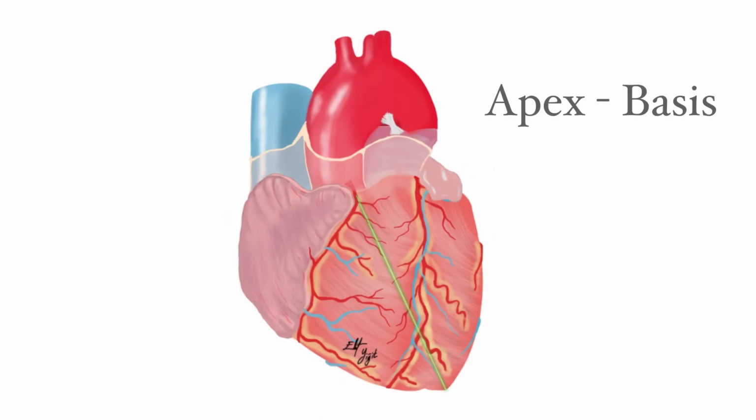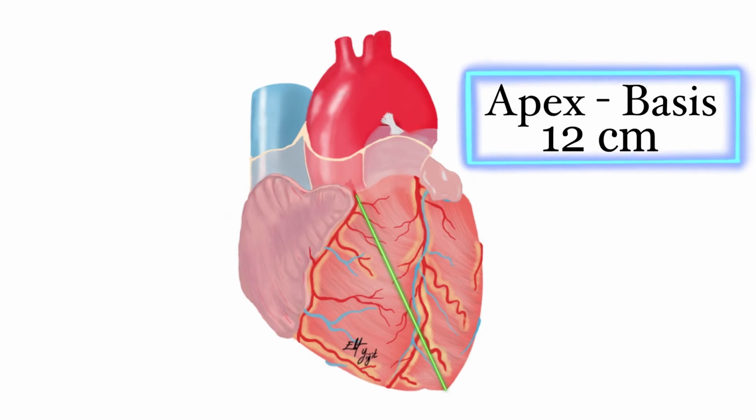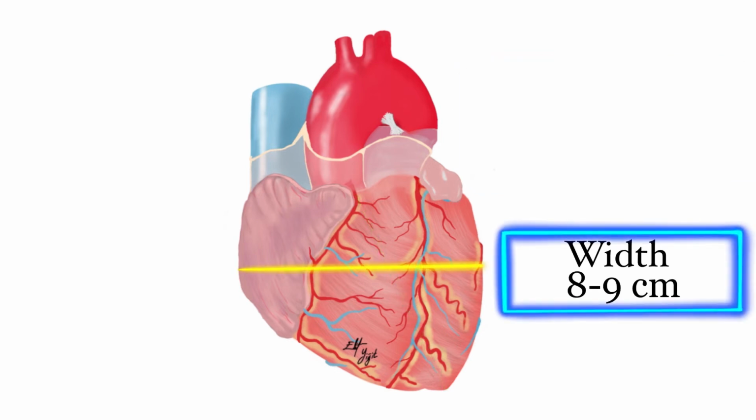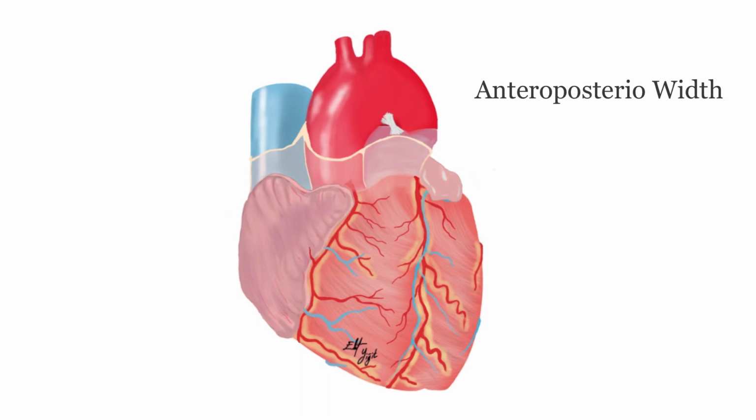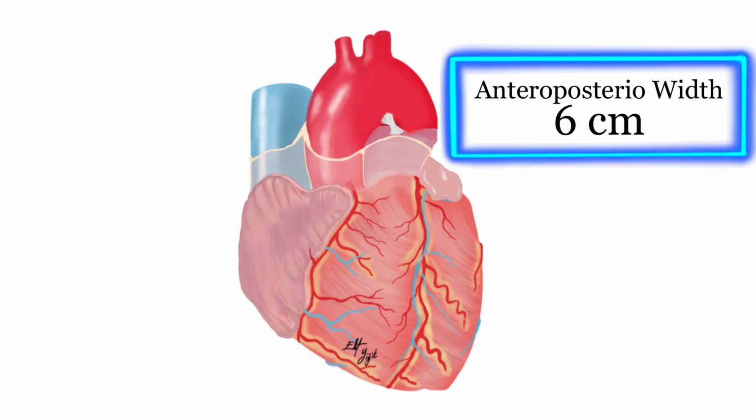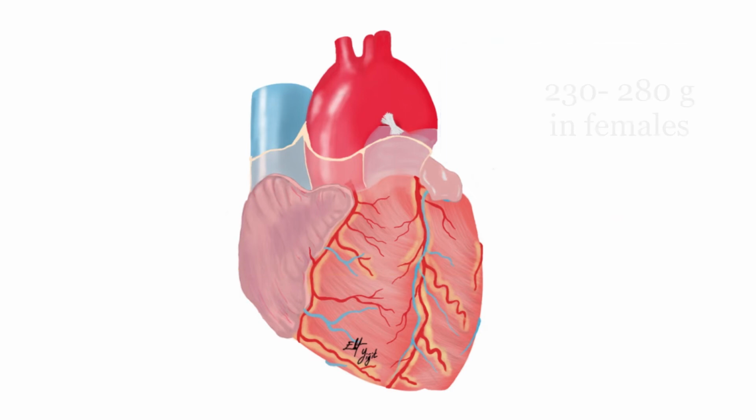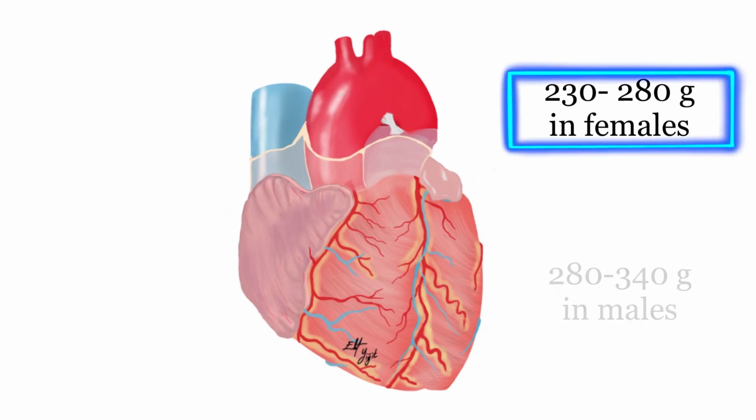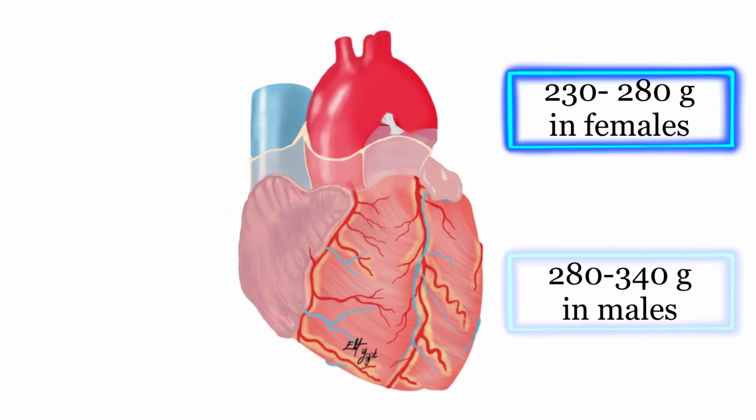The length between the heart's apex and its basis is 12 centimeters. Apex means the heart's lower tip and basis means the upper wide area on its backside. The heart's width in the horizontal axis is 8 to 9 centimeters and its anterior-posterior width is 6 centimeters. The heart weighs between 230 to 280 grams in females and 280 to 340 grams in males.